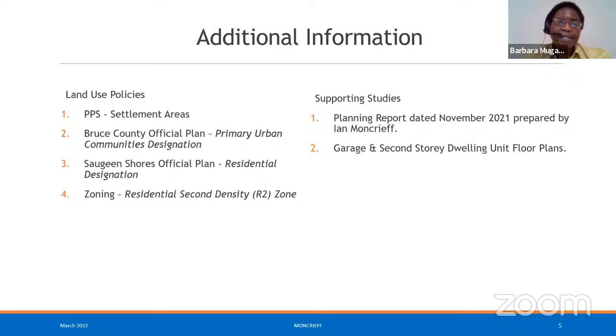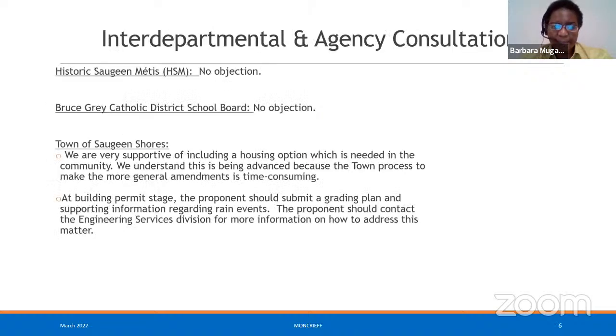The applicant has submitted a planning justification report submitted by Mr. Ian Moncrief, and they've also submitted some garage and second story dwelling floor plans. We've circulated this proposal to the departments and agencies. There's no adverse comments. Comments are still pending from the conservation authorities.